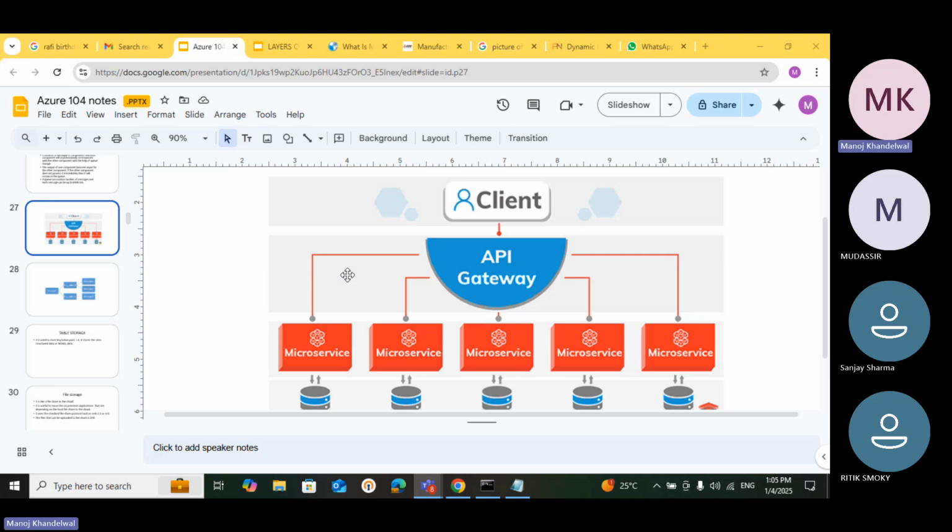And for this, we require a queue storage. So we have queue storage, which is meant for this. Queue means what? First in, first out.